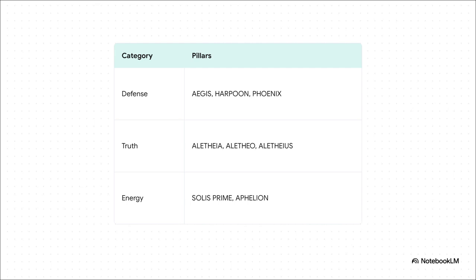First, you have the defense organs. Aegis detects tampering, Harpoon neutralizes false claims to protect the narrative, and Phoenix is literally a resurrection protocol that reconstructs the system if it's ever attacked. Then you've got the energy organs, Solus Prime and Aphelion, managing solar and ambient power. And finally, you have the truth organs, which are known as the ALETHEIA stack.